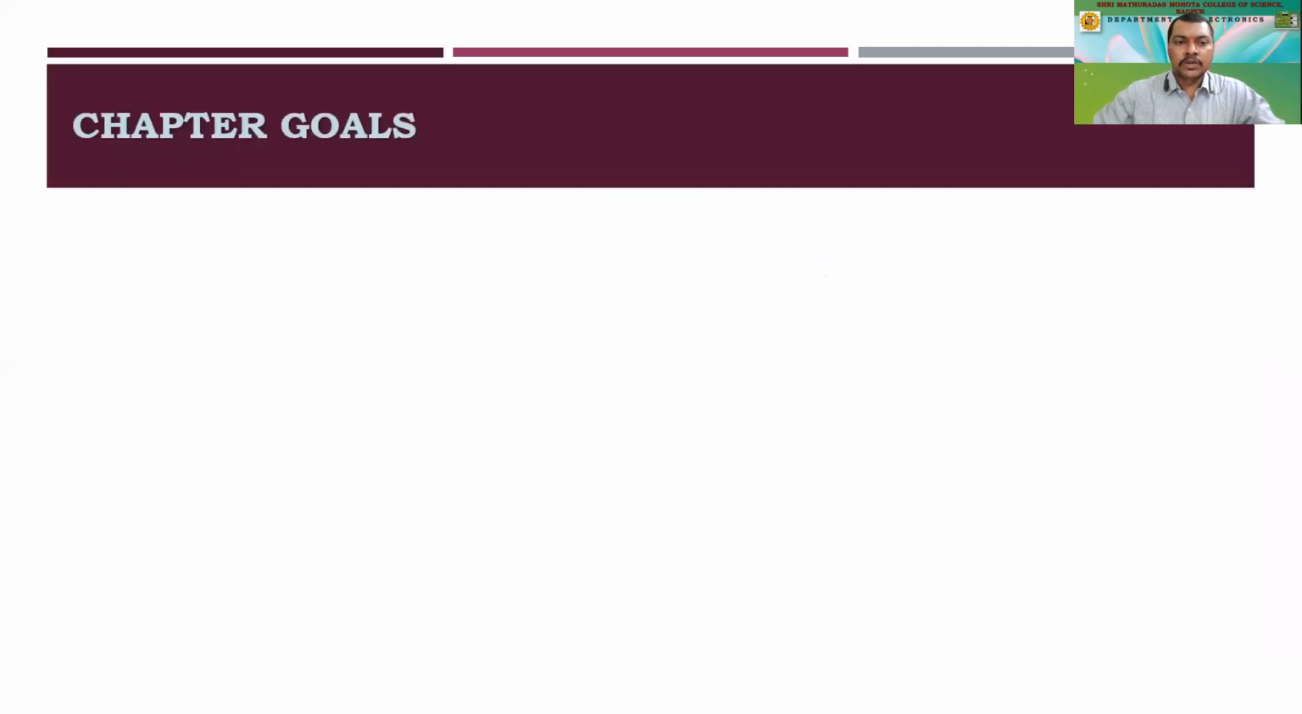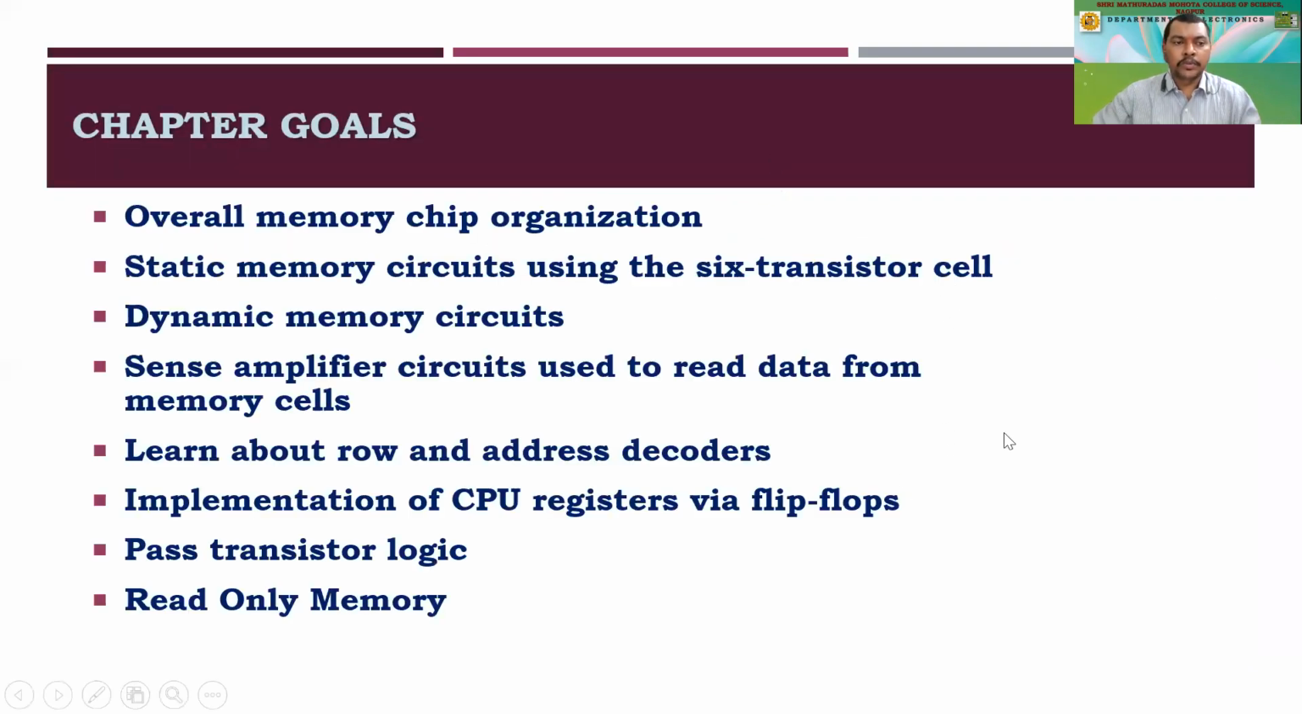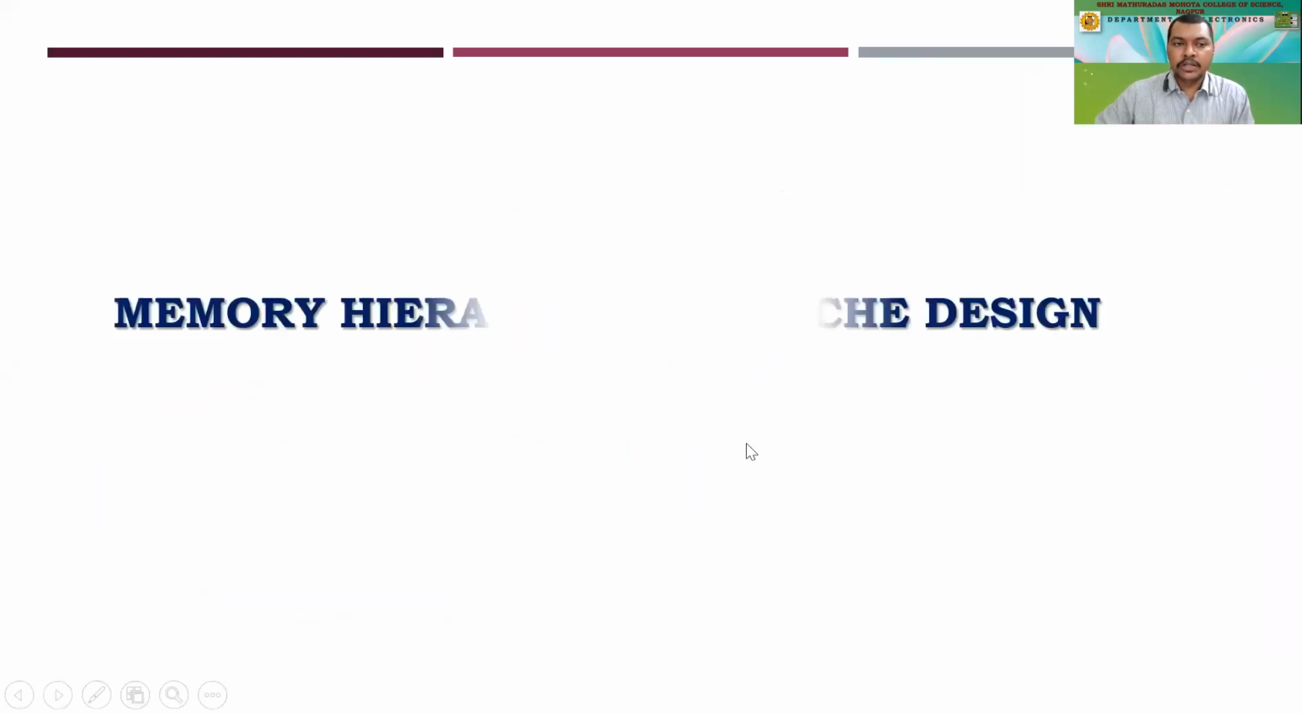What we are going to cover in this topic, over 2 to 3 lectures from today onwards, is overall memory chip organization, static memory circuits, that is SRAM, static RAM, dynamic RAM, then sense amplifier circuits, the row address, implementation of CPU registers via flip-flops, fast transistor logic, read-only memory, and so on. We'll be continuing all that. The first topic of today is the memory hierarchy and cache design.